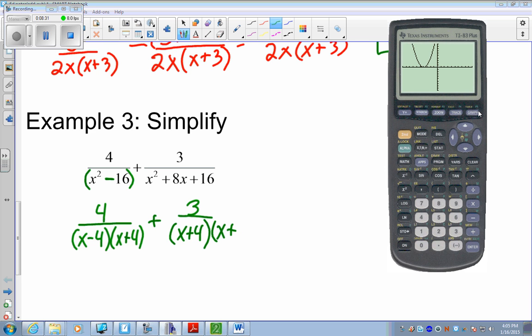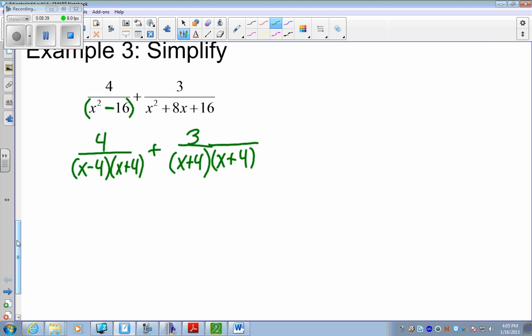Now, once we have everything factored, we look at our denominators, and they're very, very similar. The only thing that's different is I have one extra x plus 4 on the right fraction, and I have an x minus 4 on the left fraction. So what I'm going to end up doing is multiplying the first fraction by another x plus 4 over x plus 4. And I'll multiply the right fraction by x minus 4. I want the denominators looking exactly the same. By doing this, it will get our denominators the same.